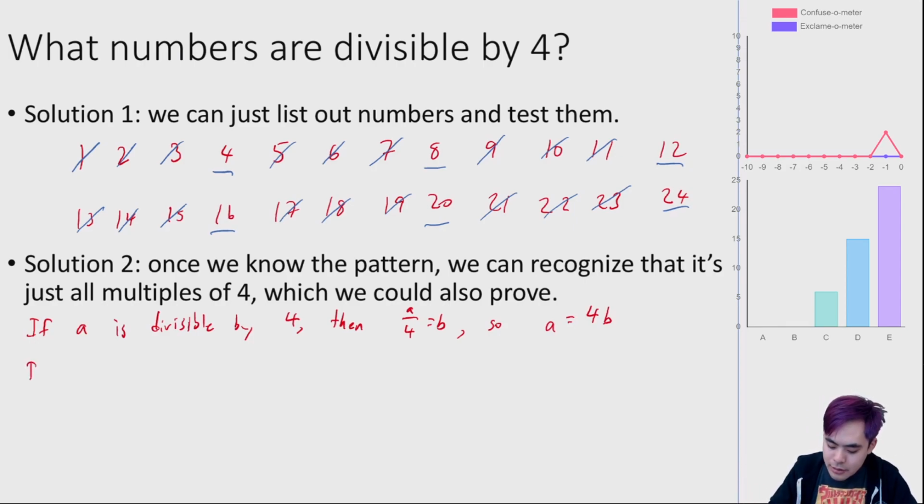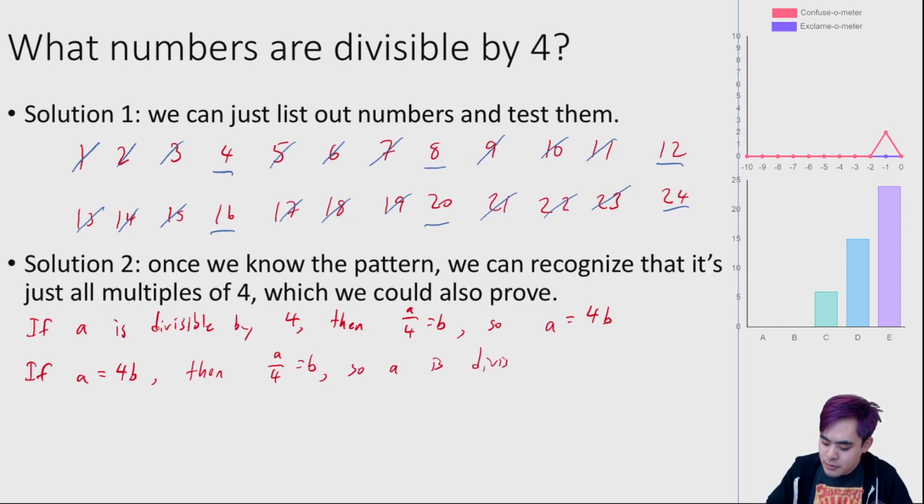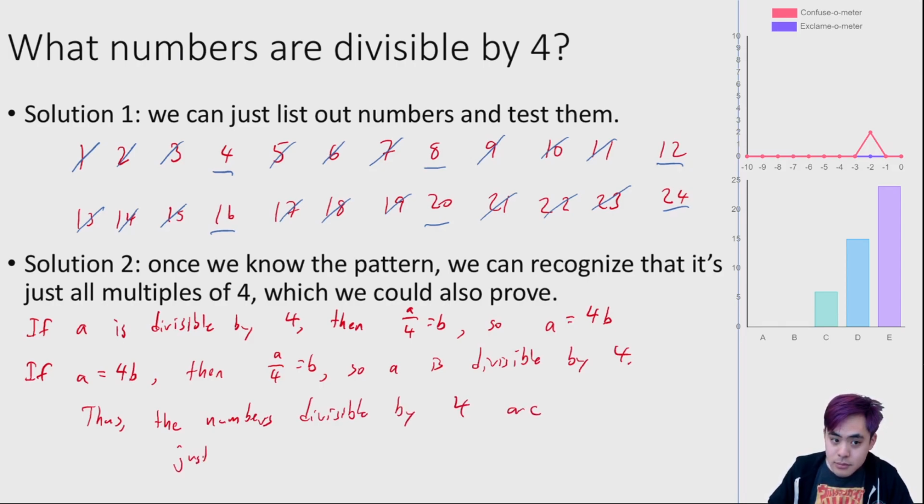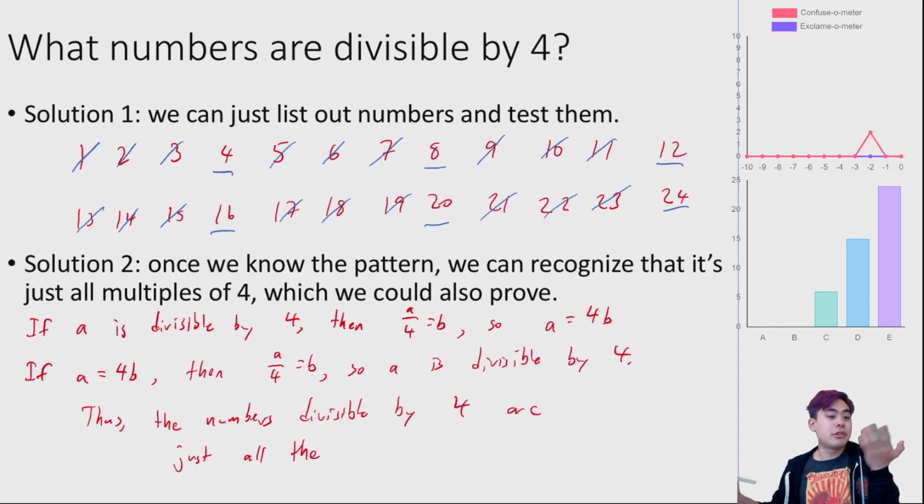On the other hand, if A is a multiple of 4, so if A is equal to 4B to start off with, then we can divide both sides by 4. Then A over 4 is equal to B, so A is divisible by 4. So therefore, the numbers divisible by 4 are just all the multiples of 4. Okay, and so that's another simple proof.